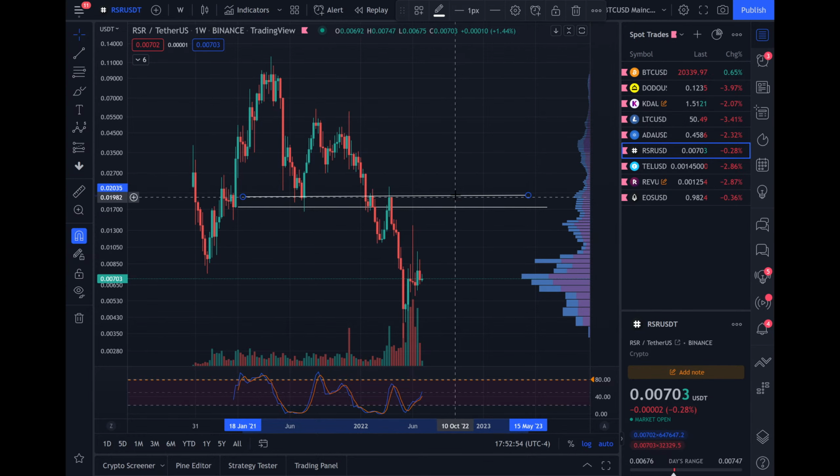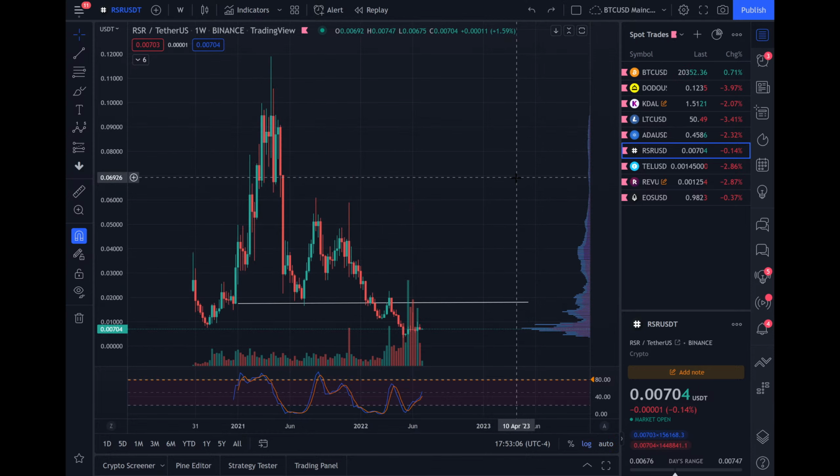So I'm going to expect the price to come here and then come down, maybe retest this support, or even lower, right? Maybe retest this support and then go back up. So that's what I see in Reserve Rights. Very volatile.